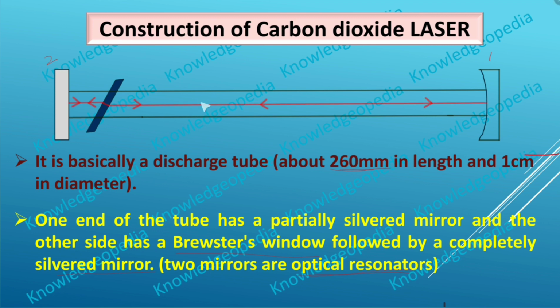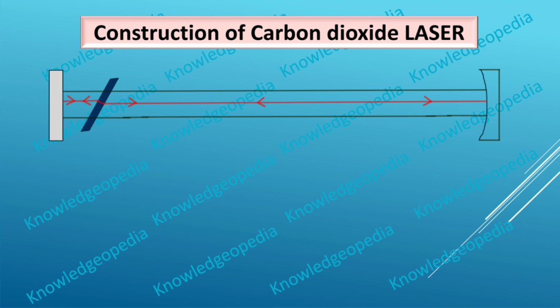Whenever light travels through this tube, it will pass through this Brewster's window and hit this completely silvered mirror. From here, the light will be reflected back. It will pass through this Brewster's window and come back over here. At this point, part of the light will be reflected back into the tube and part will be transmitted out of this mirror, which is the output of the laser. And the role of this Brewster window is to make the light polarized.